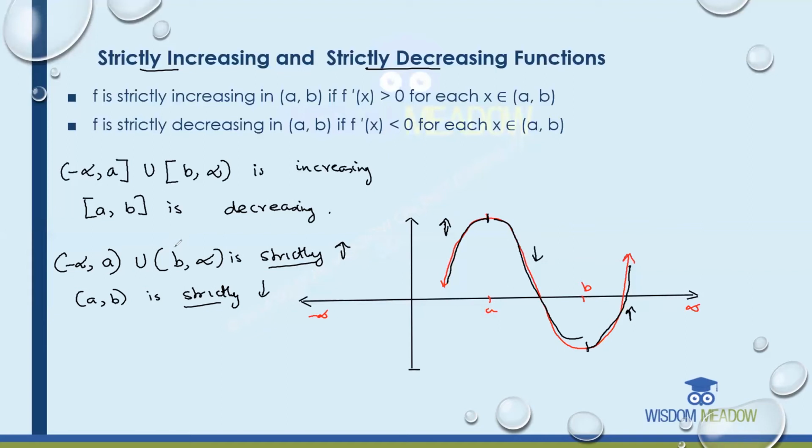That's the difference. Why is the bracket open here? Because at A, it's neither increasing nor decreasing, because it's a turning point. And at B, it's neither increasing nor decreasing. So when it comes to strictly increasing, it has to increase. That is why we don't include the critical point, because at the critical points, it's neither increasing nor decreasing. Understood? Only the bracket changes, but the concept is the same.